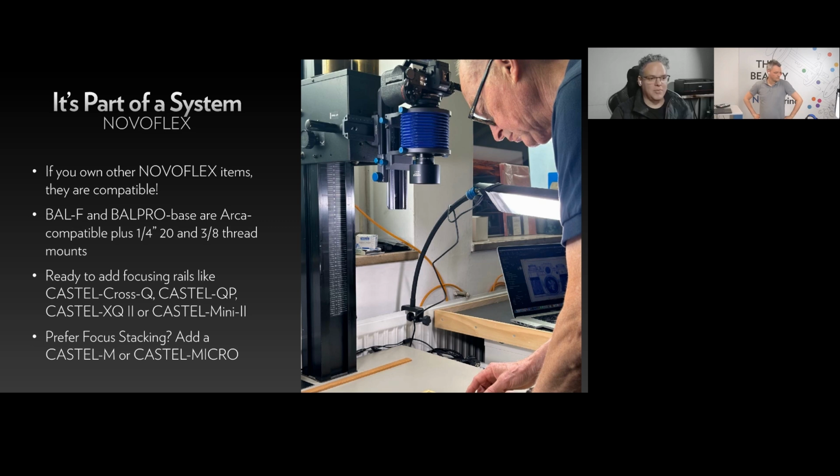The Bell F and the Bell Pro base are also ARCA compatible, and they have 1/4 and 3/8 thread mounts on them. And then you can add focusing rails like the Cross Q, the QP, the XQ2, or the Mini 2, or the M, or the Micro, because all of them are ARCA compatible, so it's swapping gear as the application dictates. Yep. So everything here is future proof because everything's compatible, and you add to your system one piece at a time, and suddenly your capabilities just expand.